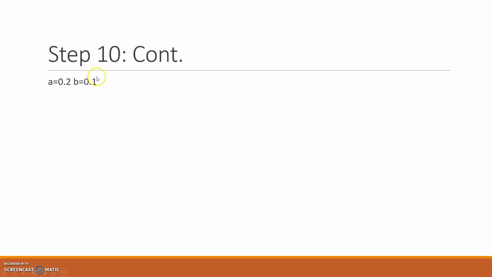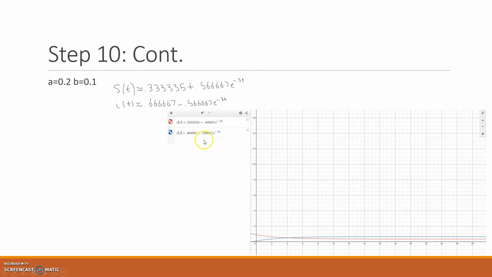Again, same exact thing as the last two problems, just with different A values and B values. These are the equations that you'll get. And if you graph them on Desmos, you can see that S of t approaches 0.333 down here, and then I of t approaches 0.667.